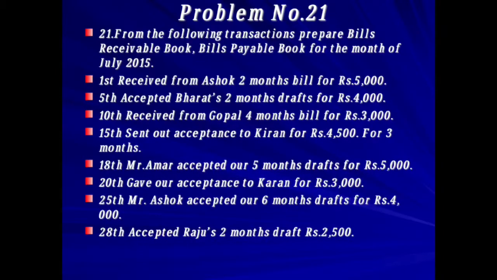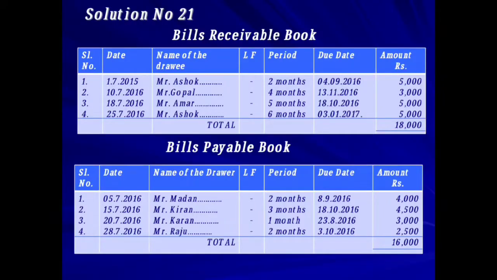The next we have Mr. Ashok accepted our 6 months draft for rupees 4000. Mr. Ashok accepted our draft means bills receivable book it is. So 25/7/2016, Mr. Ashok, 6 months time we are having. So 7 plus 6 will be 13, and 13th will be January, because after December we don't have any month, so it goes back to January. And if you add 3 grace days you will get 28/1/2017. Rupees 4000 we should receive there.